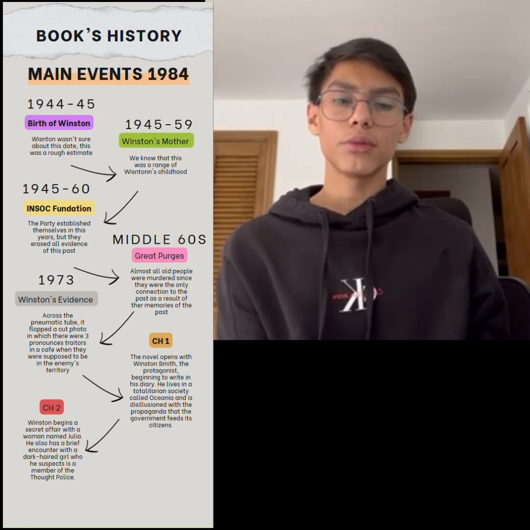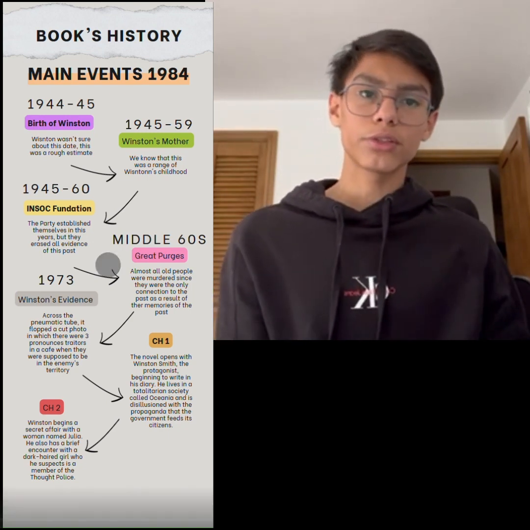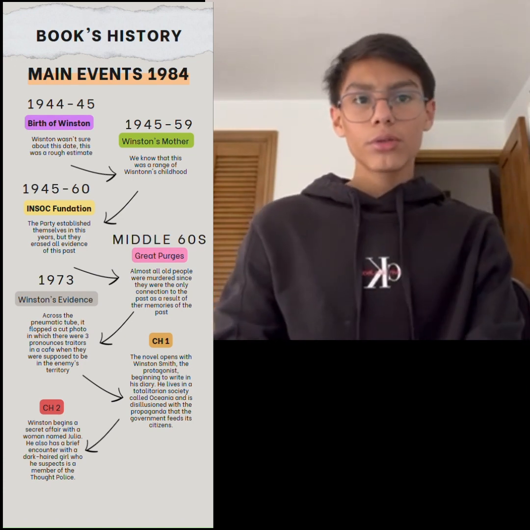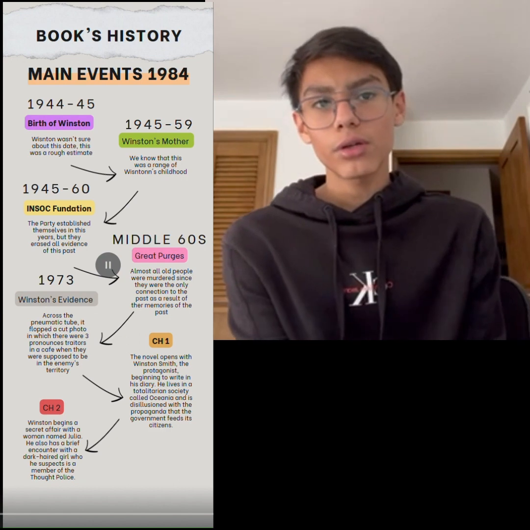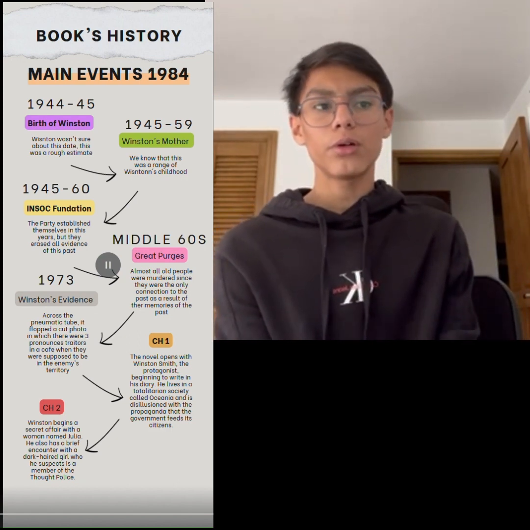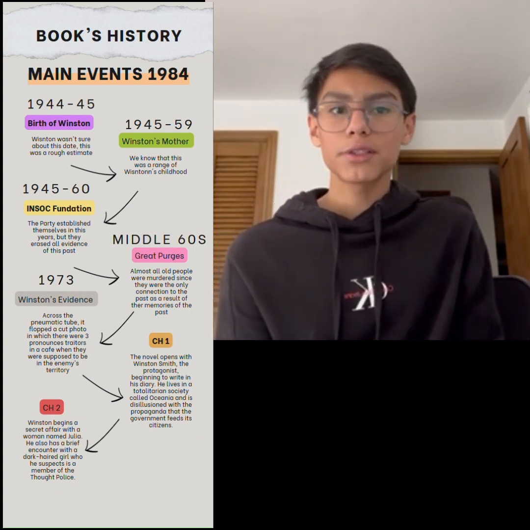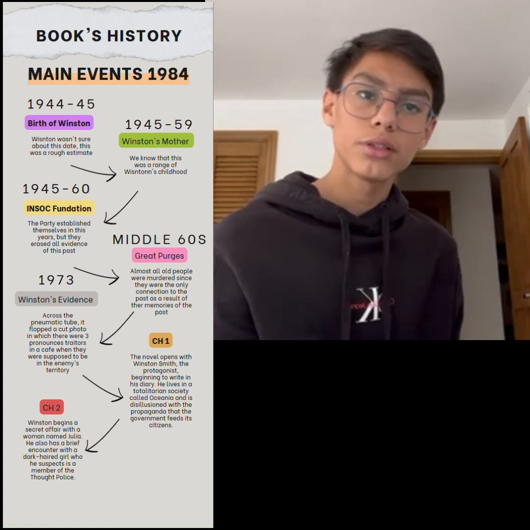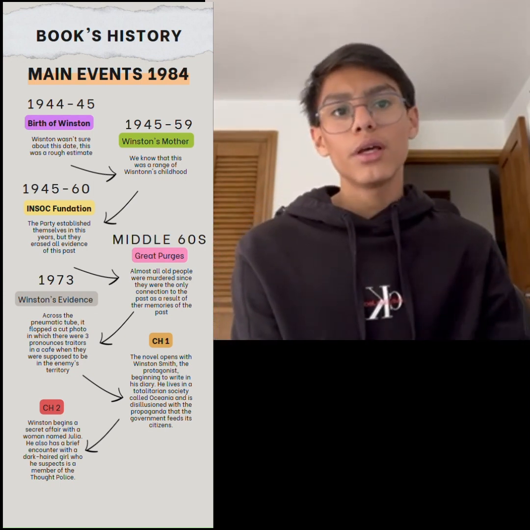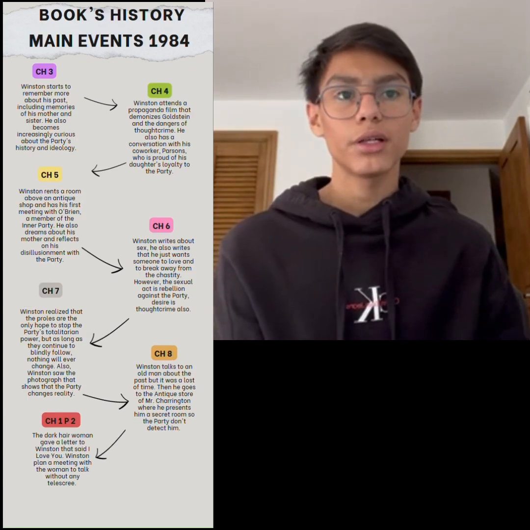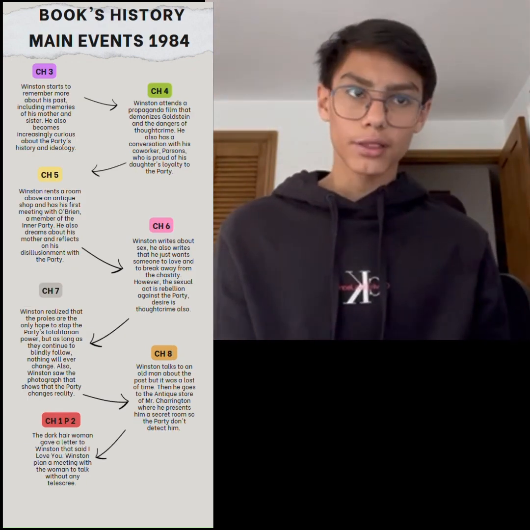So, at first, in the main events of 1984, we have five key moments for understanding the story and the characters in it. So, we have Winston's birth, Winston's mother, and Winston's evidence. Here we're showing Winston's childhood and rebellion against the party, and then we have the Insect Foundation and the party in the mid-60s. This is important because we are showing how the party established itself and how they managed to erase the past, controlling all the people in Oceania and establishing themselves like an always existing entity.